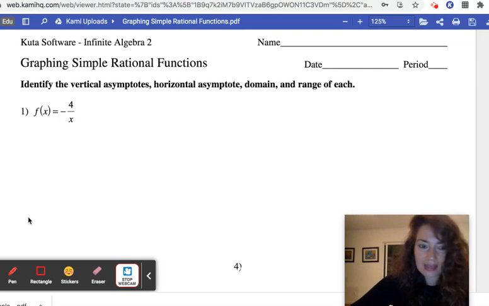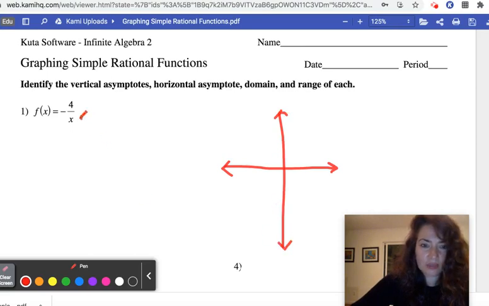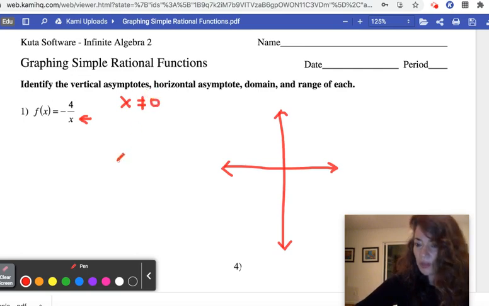So even though this didn't ask us to graph, I can go ahead and make a little sketch of this graph. I'm going to make a little sketch over here. Just going to draw an x and y axis. And the first thing I'm going to do is identify the vertical asymptote. So if you look here, a vertical asymptote is determined by the denominator, and so we can see that x cannot equal 0. That is actually our domain. So our domain is going to be all real numbers where x cannot equal 0.